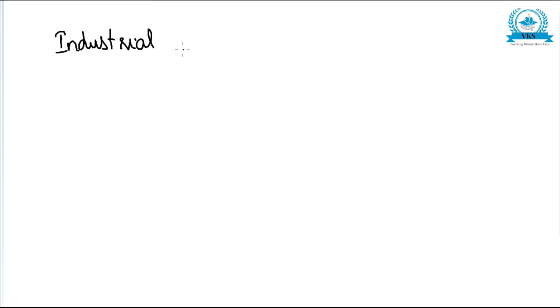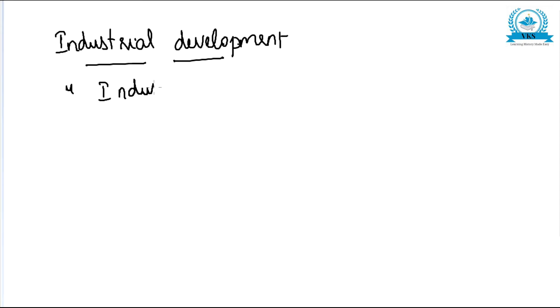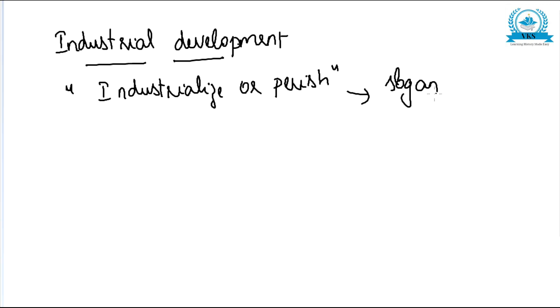The next is about the industrial development. What all development was done during the time of Sir M. Visvesvaraya for industrial development? One of the main slogans of Sir M. Visvesvaraya was "industrialize or perish." That is, either you industrialize or you perish. That was the famous slogan of Sir M. Visvesvaraya regarding industrialization.